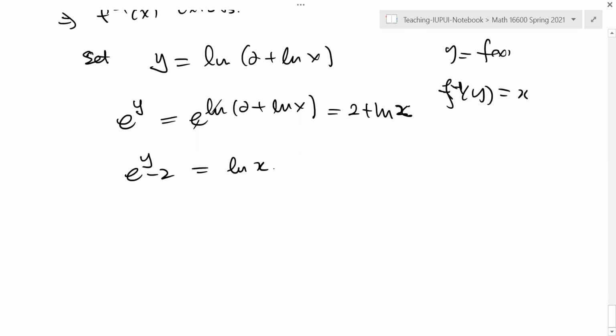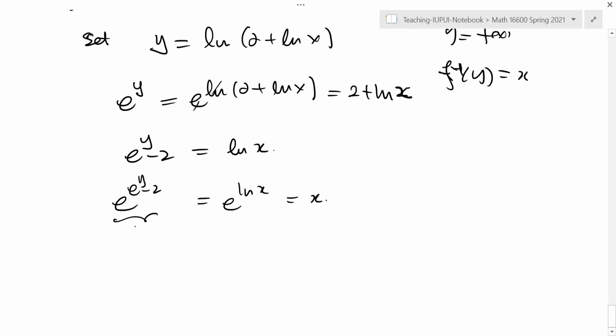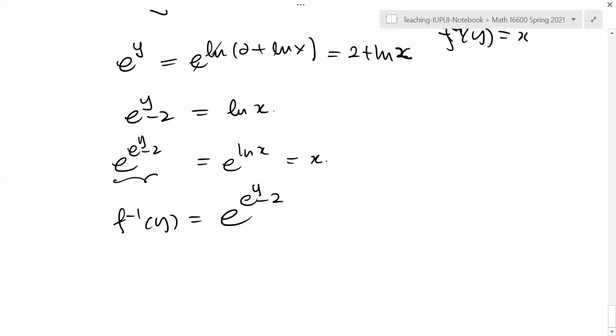Right? So now you put e under that. So you got e to the natural log of x, it's going to x. Okay, so this is our inverse function. The inverse function is e to the y minus 2. All right, that's it. And if you want to change the variable, then you change the variable. Okay, so this is the answer.